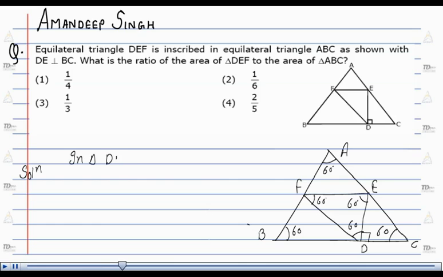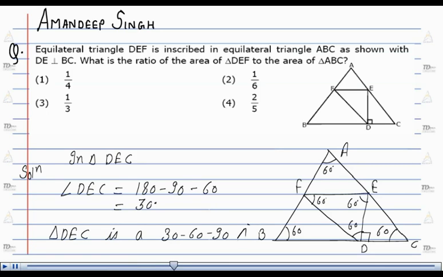Now, in triangle DEC, we can say that angle DEC is equals to 180 minus 90 minus 60, which gives us 30 degree. So we can say that triangle DEC is a 30, 60, 90 triangle. Now, in 30, 60, 90 triangle, we can say that CE, that is the side opposite to 90 degree, is equals to 2 times of DC, that is the side opposite to 30 degree.